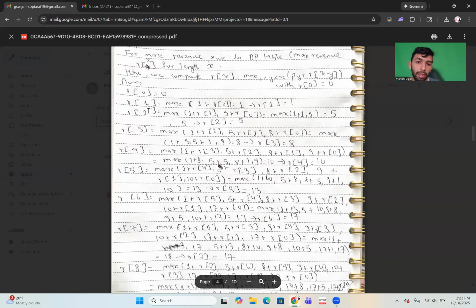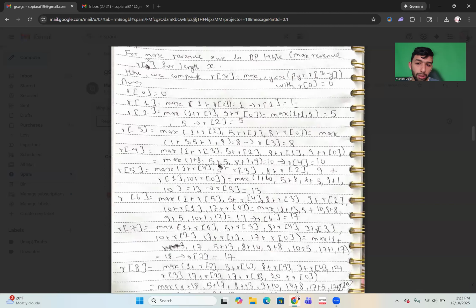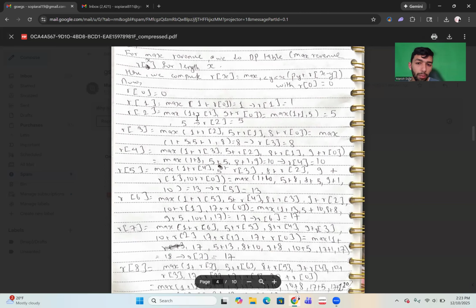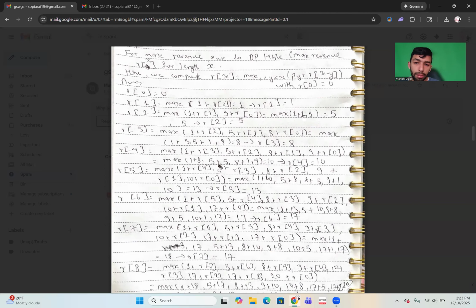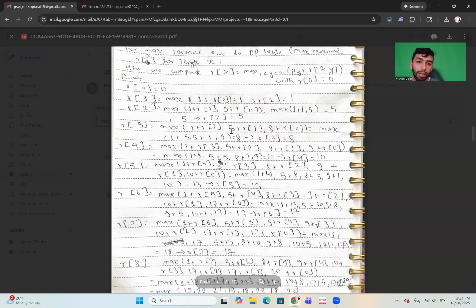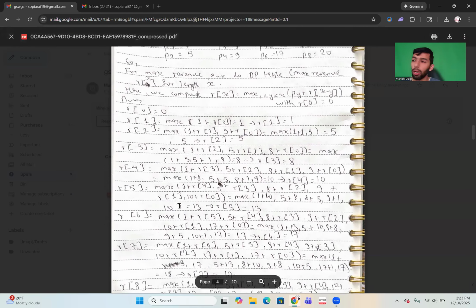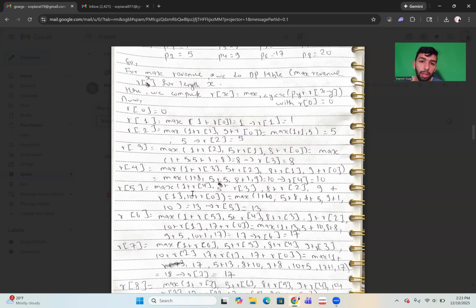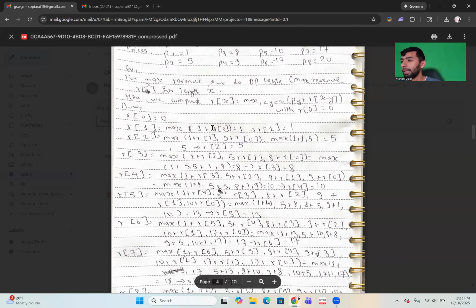And basically for R1, we add 1 plus R0, which gets us 1. For R2, 1 plus R1, or 5 plus R0, which gives us 1 plus 1 is 2, versus 5, so R2 stays at 5. And we do the same for all of the prices we have, 1, 2, 3, right? All these prices that we have, and that is all.